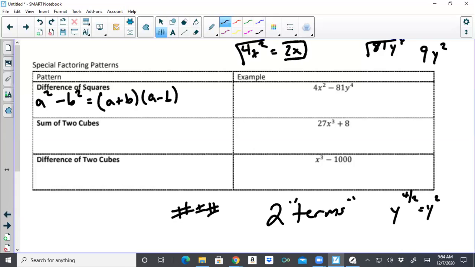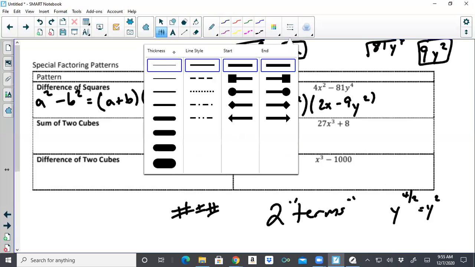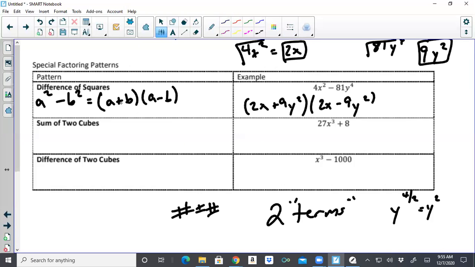So my first term, the square root is 2x, and my second term, the square root is 9y squared. So I'm just going to put those next to each other, 2x and 9y squared, and then 2x and 9y squared again. And I'm going to put a plus in one, and a minus in the other. And this thing is completely factored at this moment. So the difference of squares is specifically designed so that all we have to do is notice a pattern and then plug the things into the pattern. That's it.